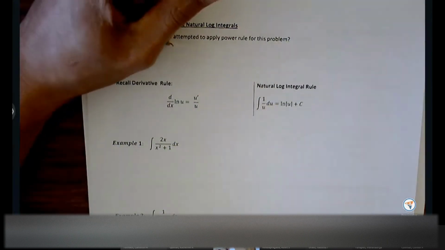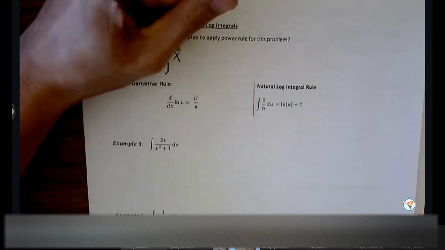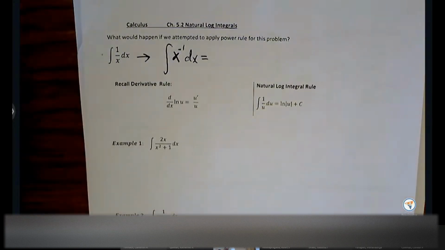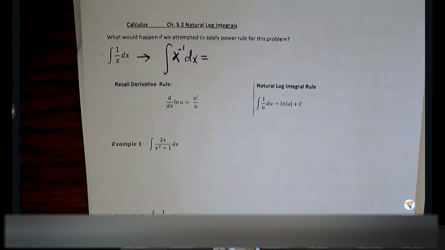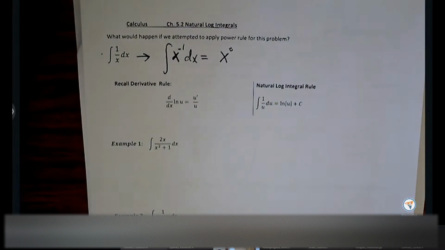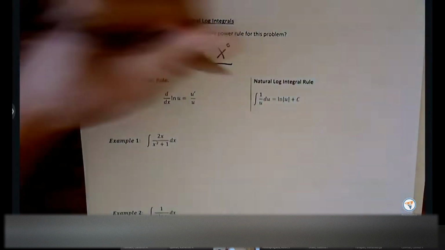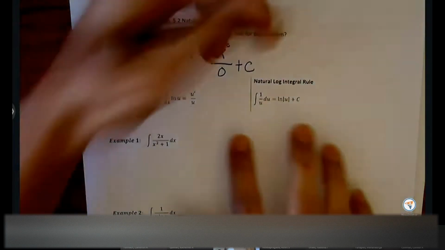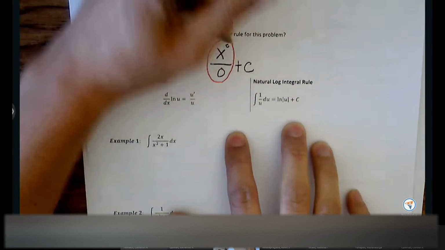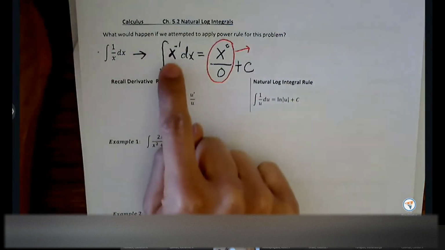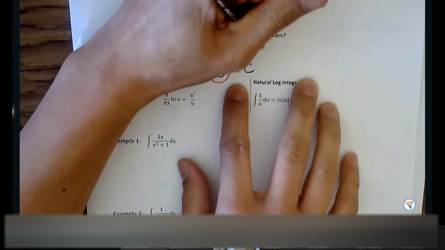Okay, so let's explore what happens when we try to do power rule for this problem. What's going to happen to my exponent? Subtract 1. Add 1. So x to the 0, over 0. All right, what's the issue here? Undefined. Good. So we see with our own eyes that there's an issue with this particular setup if we want to do power rule. Undefined.